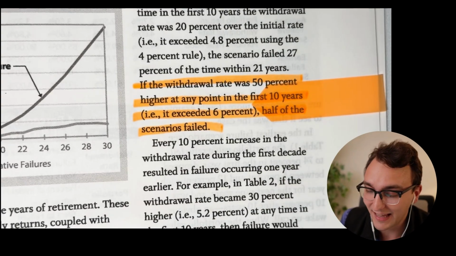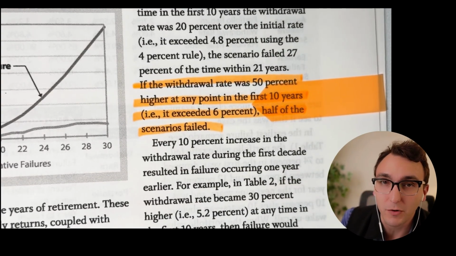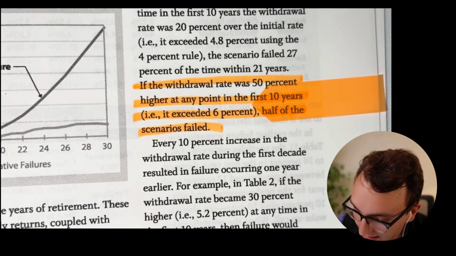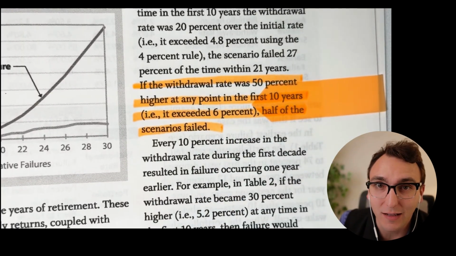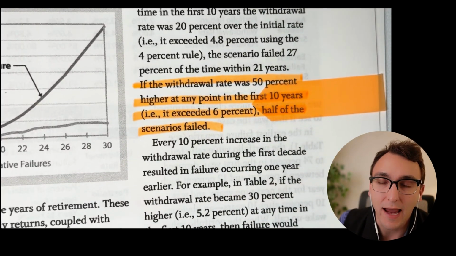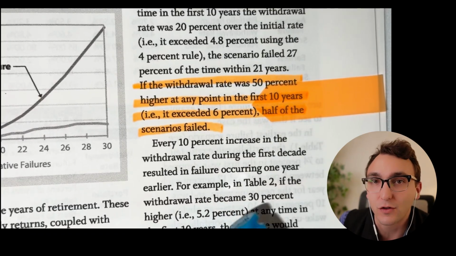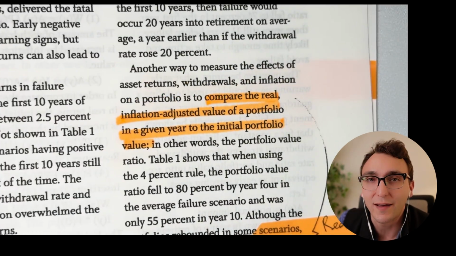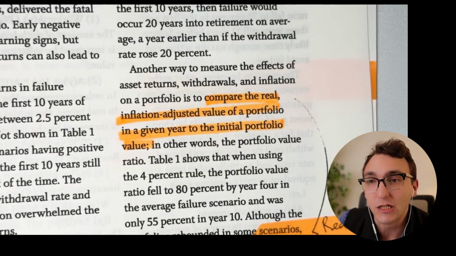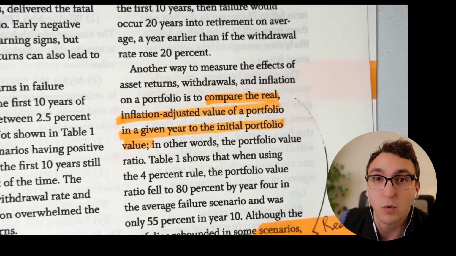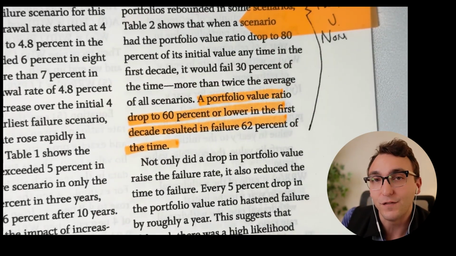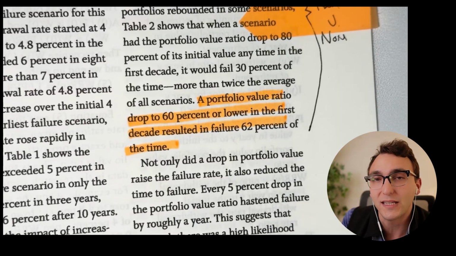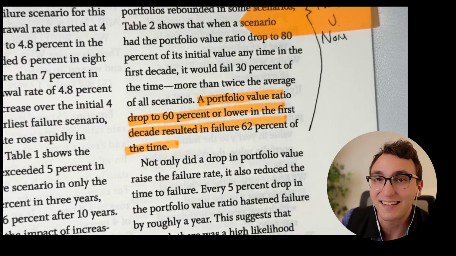Researchers also noted that if the withdrawal rate increased by 50% within the first 10 years, then half of the scenarios failed. So if you started at 4% and eventually got it to 6% withdrawal rate in the first 10 years of your retirement, then you got to really watch out. They also looked at the real value of the portfolio, meaning inflation adjusted, versus the starting value of the portfolio. What they found was, looking at the inflation adjusted portfolio, if within the first 10 years it got to 0.6 or lower versus the initial portfolio, then you had a 62% chance that that plan was going to fail.